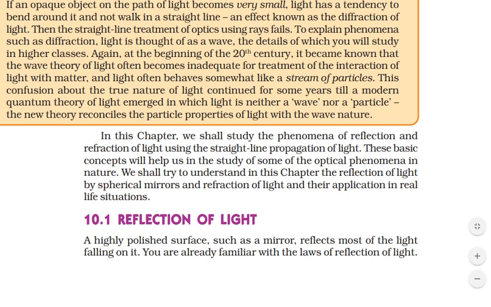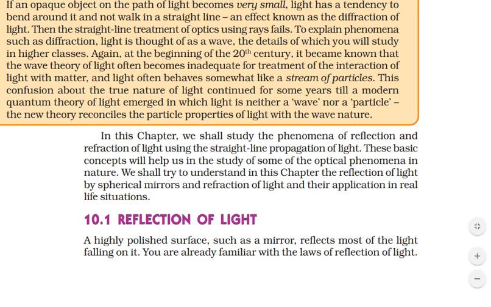Light always travels in a straight line, but it bounces back from different objects, then it is reflected. So you can write the definition of the reflection of light: the phenomenon of bouncing back of light in the same medium after striking a surface is called the reflection of light.